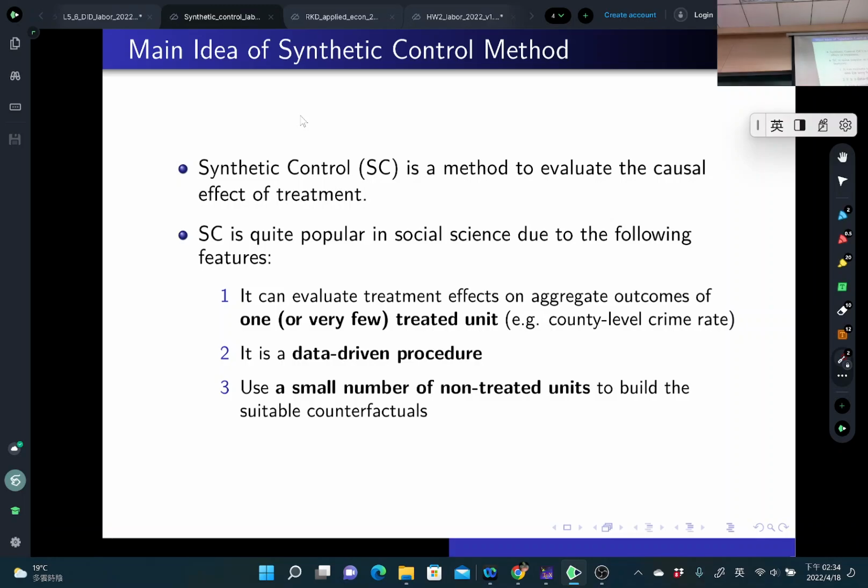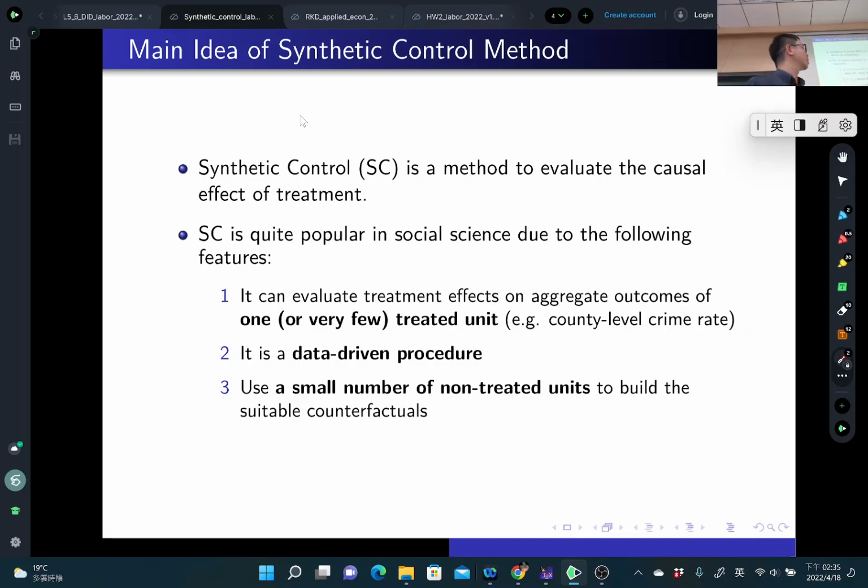There are several features. It can evaluate the treatment effect on aggregate outcome. Usually, it's used for the aggregate outcome. But it also can evaluate causal effect on the individual or household level outcome. But we seldom do that because the computational burden for the synthetic control method is very high. So the sample size cannot be very large, at least at this moment. But maybe later, when we have enough computational power, we can expand to the large sample size.